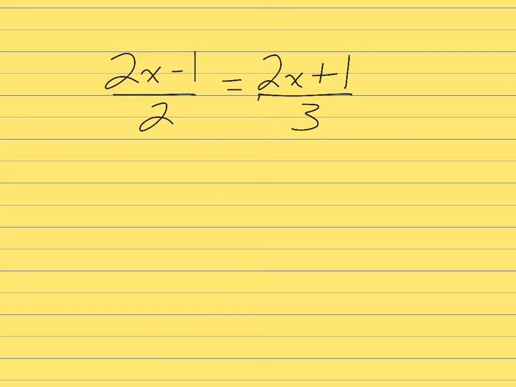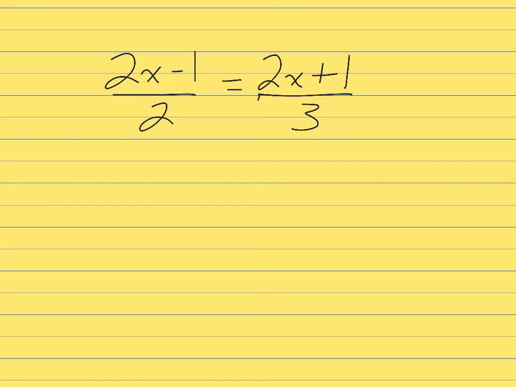Okay, so the question is (2x minus 1) all divided by 2 is equal to (2x plus 1) all divided by 3. And we want to solve for x. We want to find x.